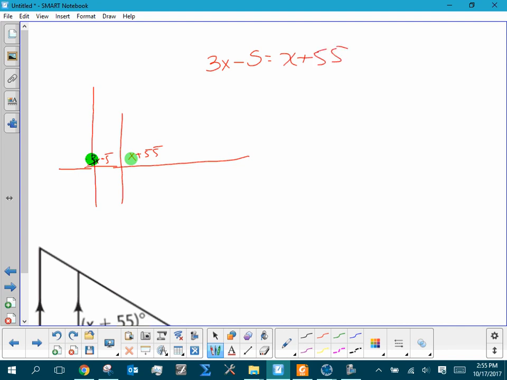So we get that. Subtract x from both sides. And then add 5 to both sides, so 2x equals 60. x ends up being 30.